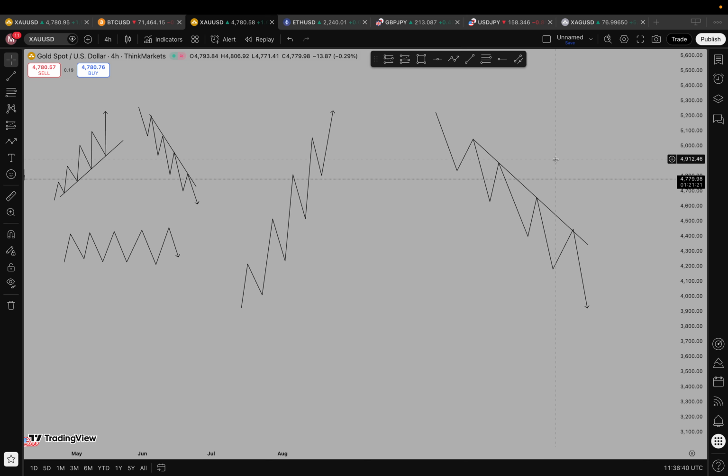So this is where your strategy comes in. First things first, when you understand the structure of the market, then you know what to do. But if you don't understand the structure of the market, you will be confused because you don't know if you should be buying or selling.